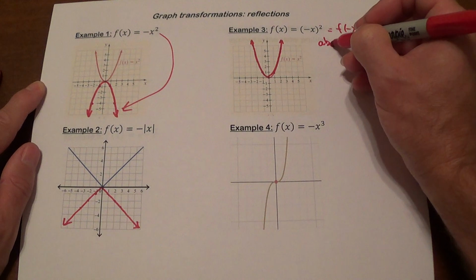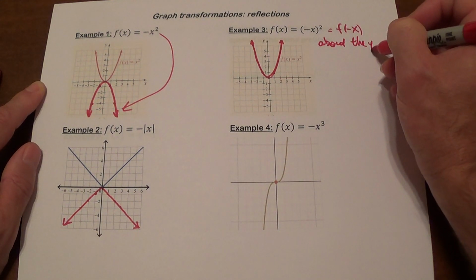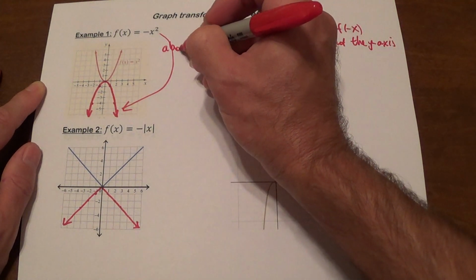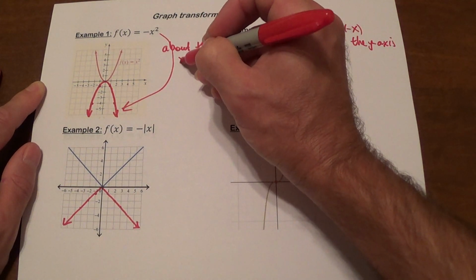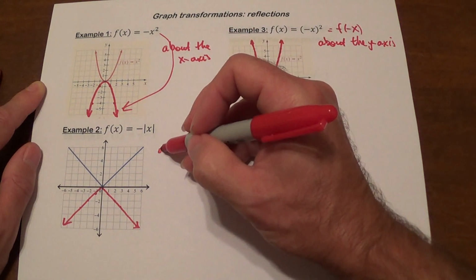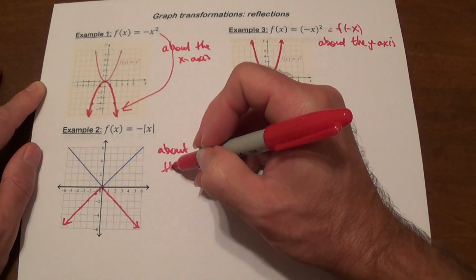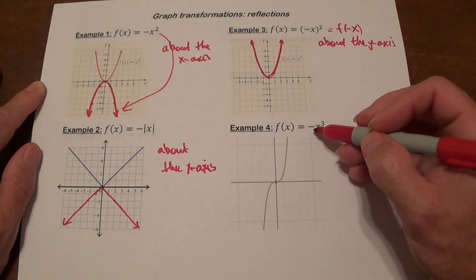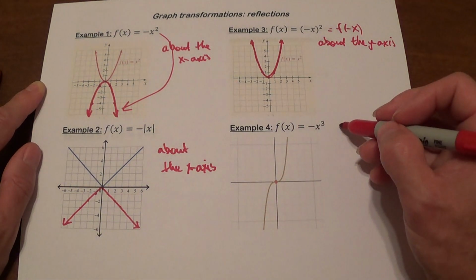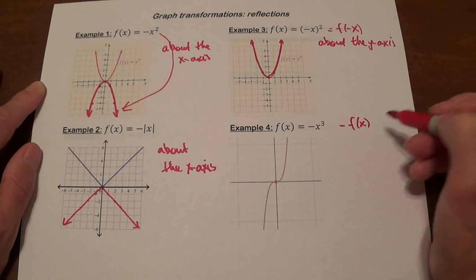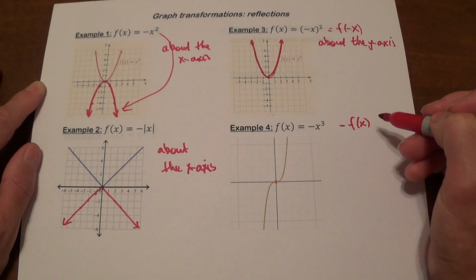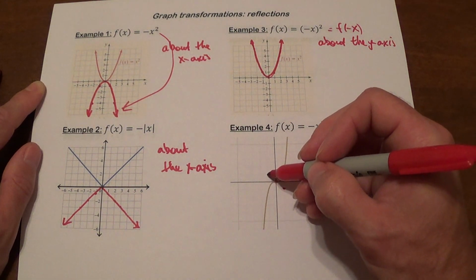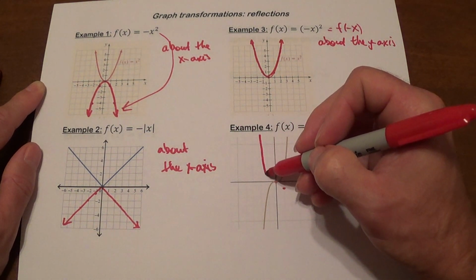So let's write: about the y-axis, and it's already there. This was about the x-axis, and this was about the x-axis. Here we have a negative in front of x squared, so this is negative f of x, and that's going to be reflecting the graph about the x-axis. We don't have a lot of points here that we can use, but that's what the graph is going to end up being.